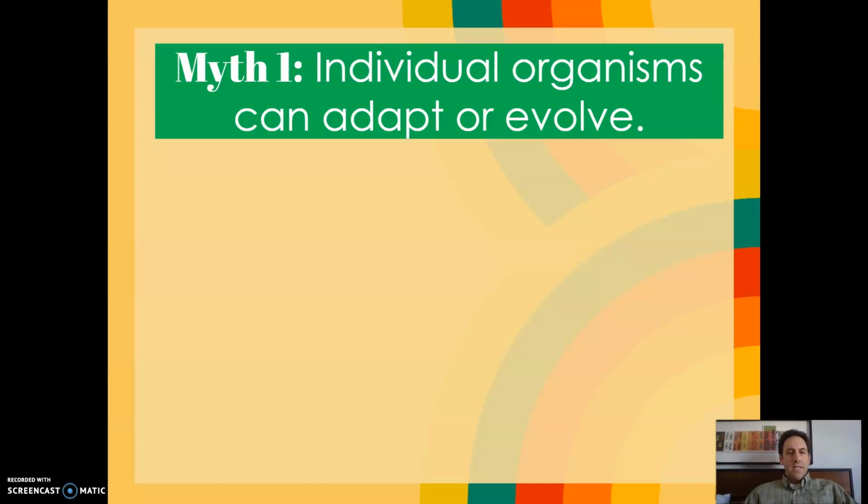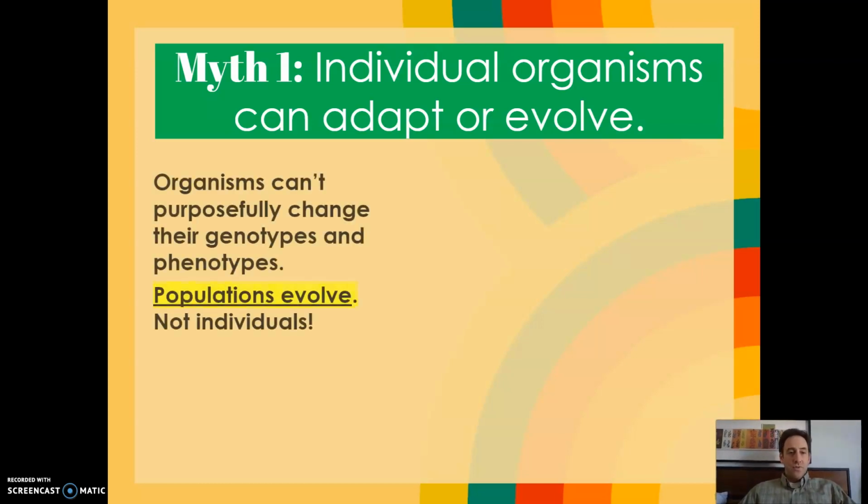So you need to be careful when talking about natural selection because there's a lot of myths that come up, ways that people talk about this that aren't quite right. So myth number one is that individual organisms can adapt or evolve. Not true. Organisms, individuals cannot evolve. Only populations can evolve. So your genotype, phenotype, that's just how you are. That doesn't evolve or change. But certain genes can become more common over many generations.